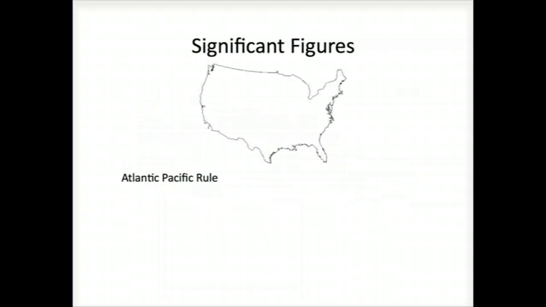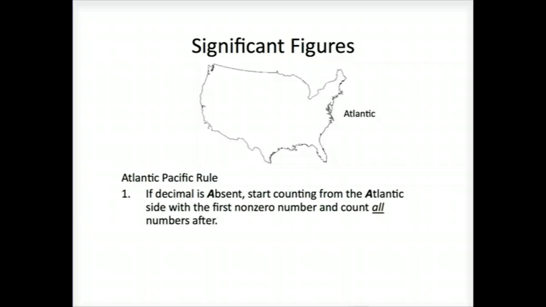Okay, 2 rules. You've probably gone through how to figure out significant digits. You had to worry about the zeros. So if you had a trailing 0 or a leading 0, it had different meanings than a 0 in the middle. Forget that. All you have to know are 2 rules. The Atlantic-Pacific rule. Okay, so notice if the decimal is absent, I start counting from the Atlantic side. That means I start counting from this side, the Atlantic side.